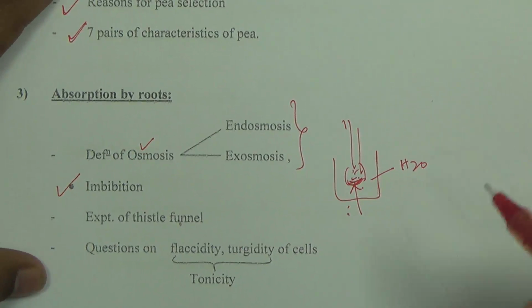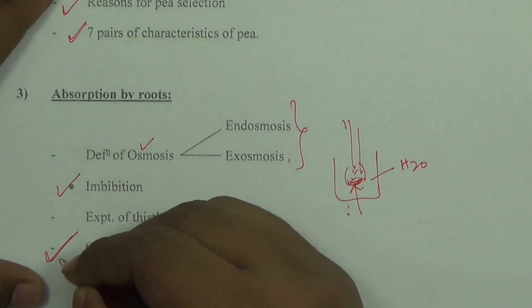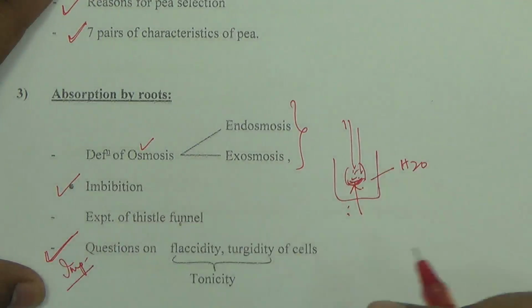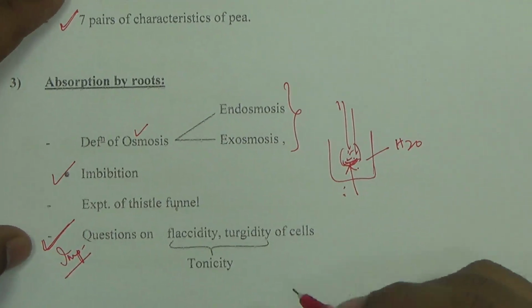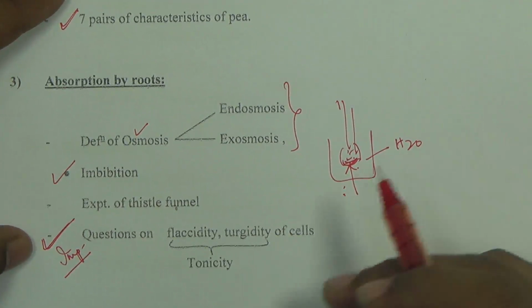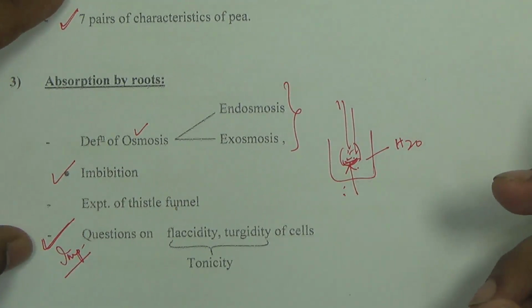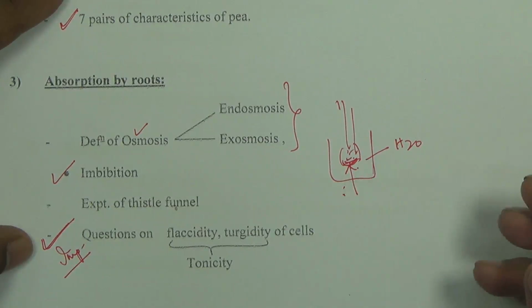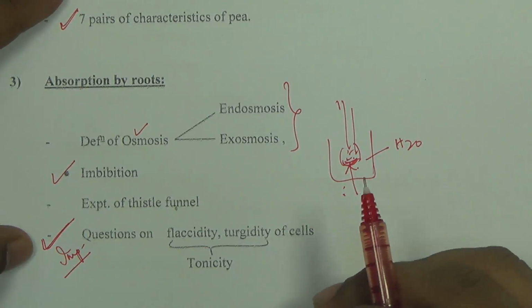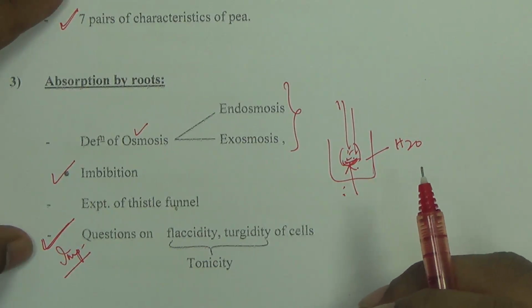Then you have questions on flaccidity and turgidity of cell. This is really important. It comes almost every alternate year. The question is on tonicity, whether you change the liquid in which the cell is kept, so that the cell either turns from turgid state to flaccid state or flaccid state to turgid state, etc.